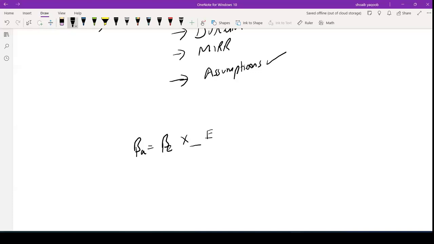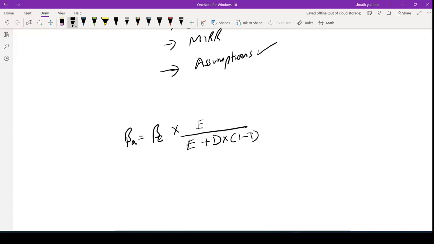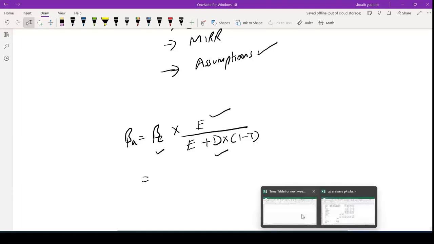E stands for market value of equity, divided by market value of equity plus market value of debt into 1 minus T. So in exam, beta equity will be given. You will calculate equity value, you will calculate debt value, you will put in the formula, and then you will calculate the beta asset. So let me do it on the Excel so that you people know how to calculate that.